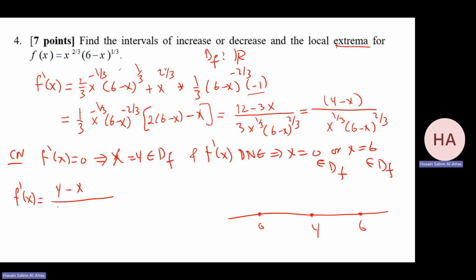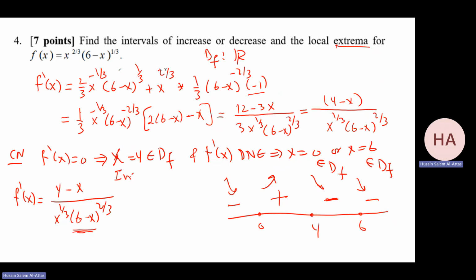4 minus x over this. But this will make no change about the sign, since it's always non-negative. Okay, take a value -1, it will be positive over negative, that gives me negative. Between 0 and 4, take 3, that will be positive over positive, that will be positive. Between 4 and 6, take 5, that will be negative over positive, that will be negative. Sorry for that. More than 6, take 7, that will be negative over positive, and that will still be negative. So this is decreasing, increasing, decreasing, decreasing.